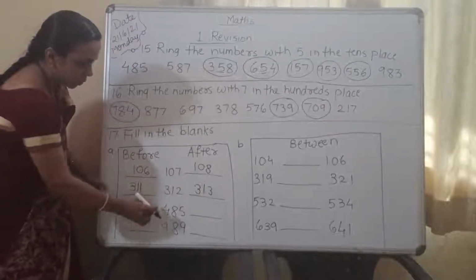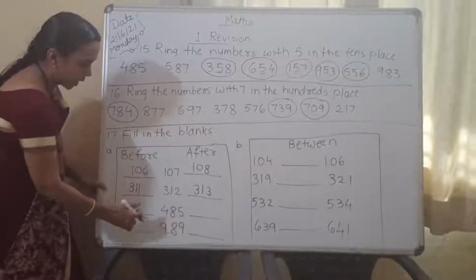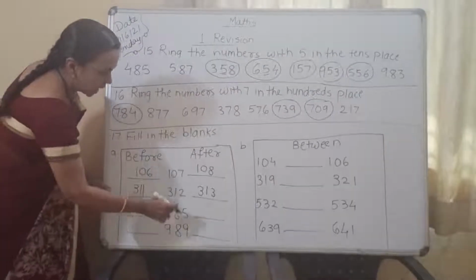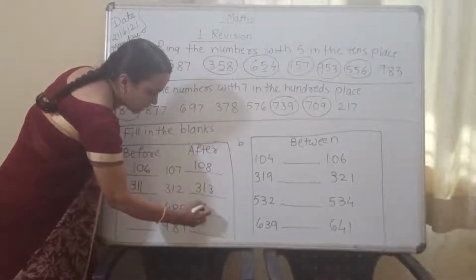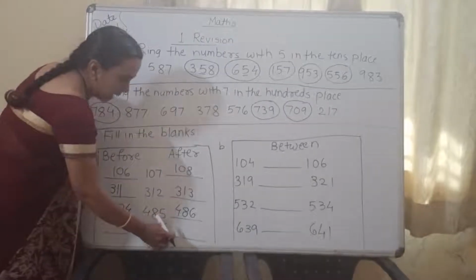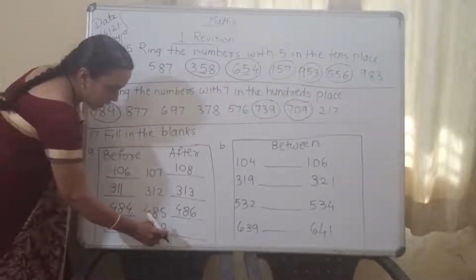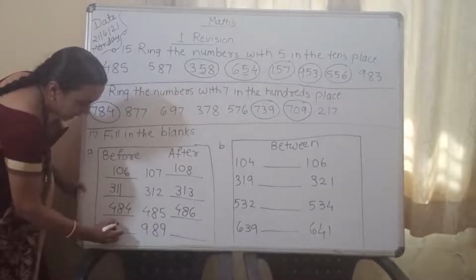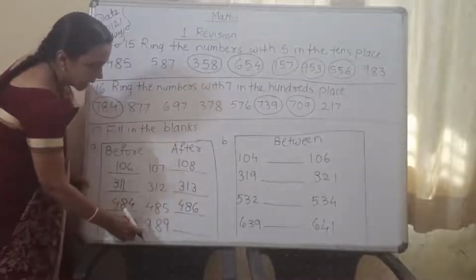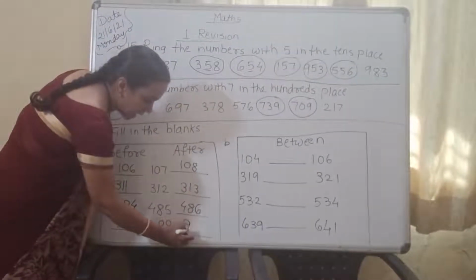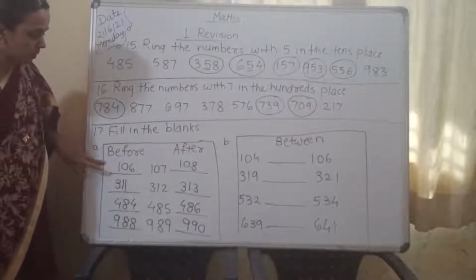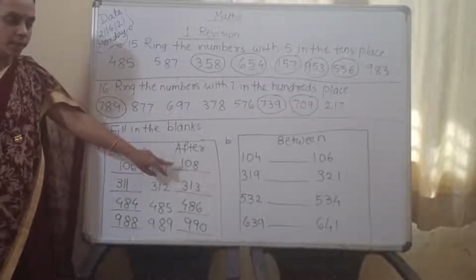311. And after this 312, which number is there? 313. So 485. Before this 485, which number is there? 484. And after this 485? 486. 989. Before 989 is 988. And after this 989 is 990. So in this way you have to write down the before number and after number.